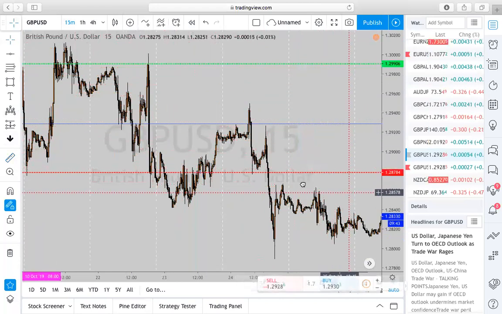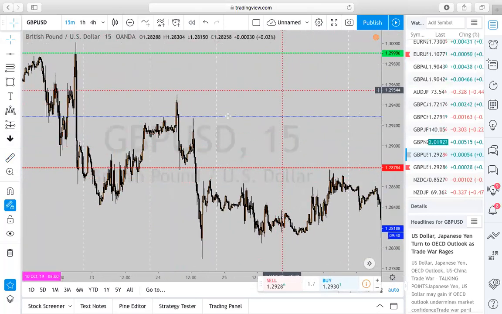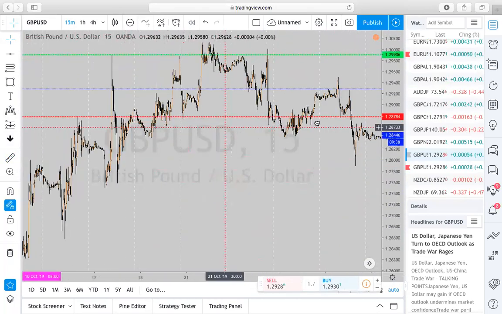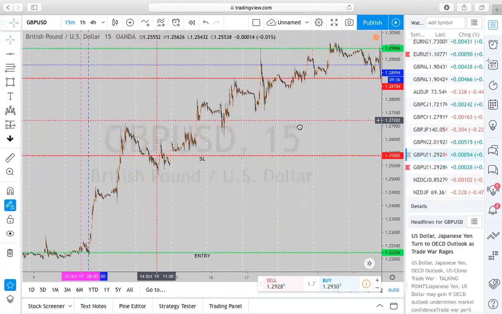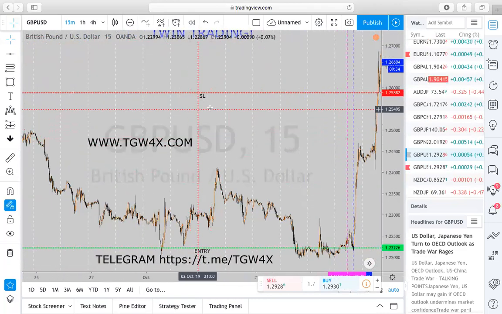100 pips. That simple, that easy. Power of twin trading.